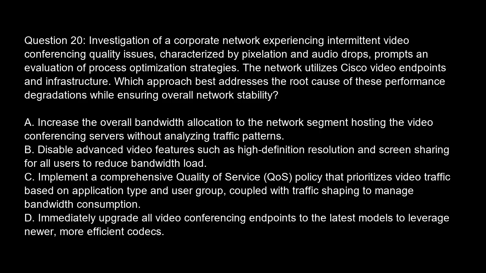Option A. Increase the overall bandwidth allocation to the network segment hosting the video conferencing servers without analyzing traffic patterns. Option B. Disable advanced video features such as high-definition resolution and screen sharing for all users to reduce bandwidth load. Option C. Implement a comprehensive quality of service (QoS) policy that prioritizes video traffic based on application type and user group, coupled with traffic shaping to manage bandwidth consumption. Option D. Immediately upgrade all video conferencing endpoints to the latest models to leverage newer, more efficient codecs.